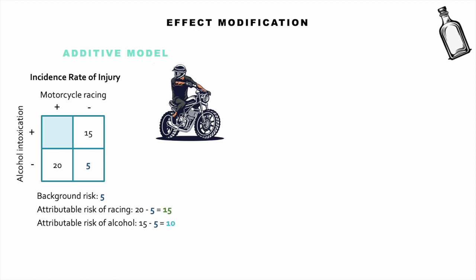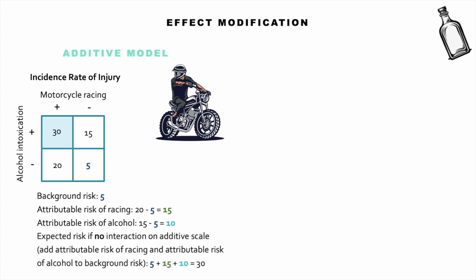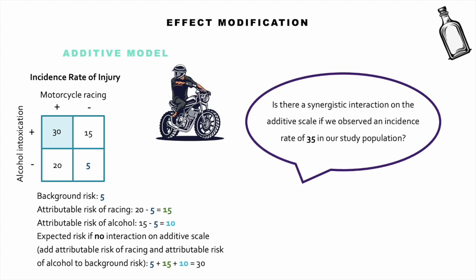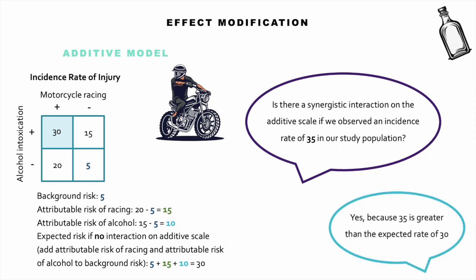And people who are drunk have an injury incidence rate of 15, so we subtract the background risk of 5 from 15 to get an attributable risk of alcohol intoxication of 10. Then we add 5, 15, and 10 to determine that 30 is the expected risk if no interaction is occurring on the additive scale. Is there a synergistic interaction on the additive scale if we observed an incidence rate of 35 in our study population? Yes, because 35 is greater than the expected rate of 30.